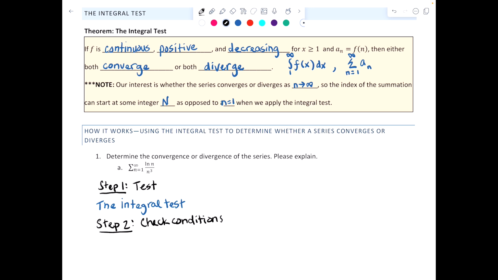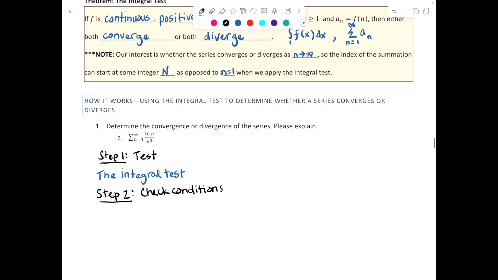You're going to find that some of the earlier tests that we learn have more conditions than what happens later. And so one condition was that we needed to know, is f continuous? So the f that we're using is going to be related to a sub n. So we're going to use natural log at x over x cubed, right?